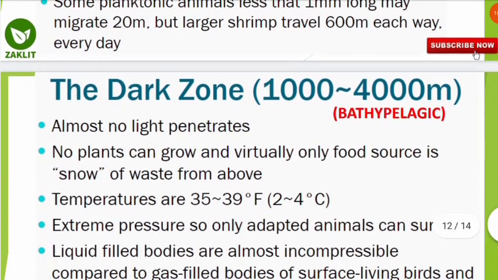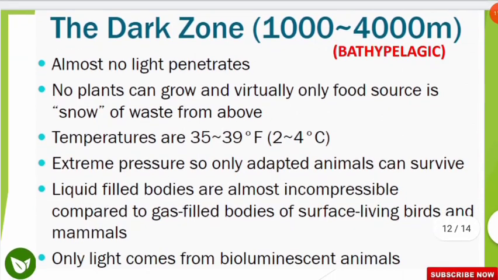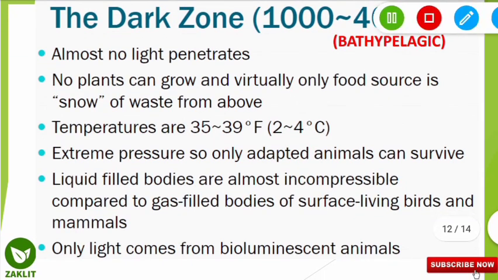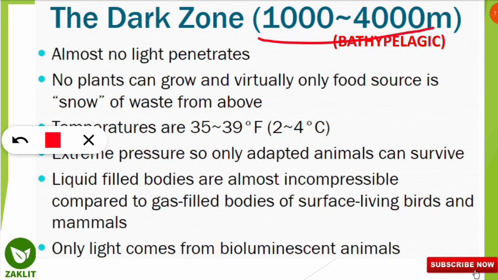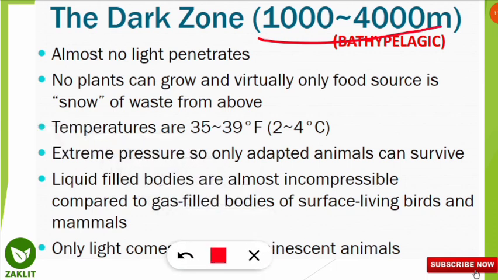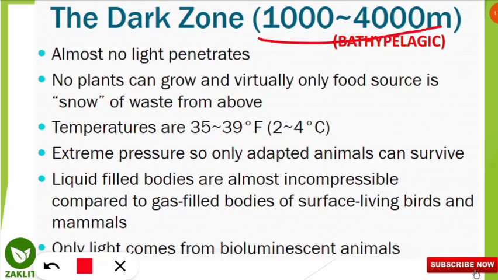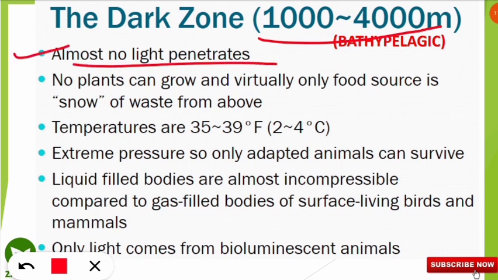Let's move on to the next zone, that is the dark zone, the bathypelagic zone, which lies from 1000 to 4000 meters. This is important, you should note down the meters where they lie. Almost no light penetrates, because in the twilight zone we have read that less light is present, only to see the organisms, some animals, but here almost no light penetrates, no plants can grow, no phytoplankton can make their food, and the only food source is snow.